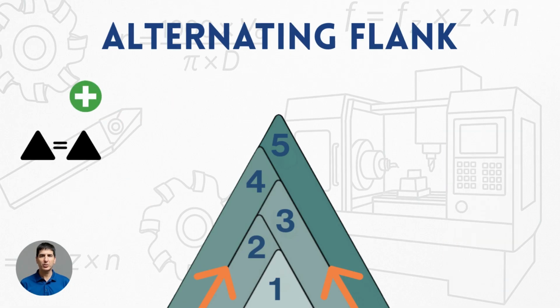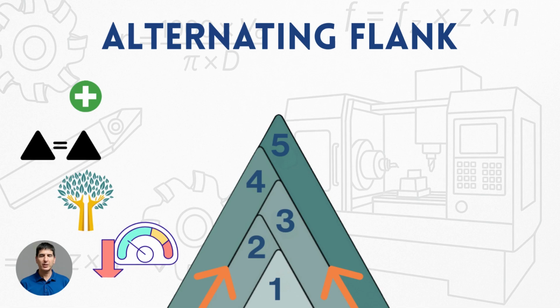The advantages include even wear, longer tool life, and reduced load compared to radial infeed. However, controlling chips becomes difficult since they're flowing in both directions. Now that we have finished covering the feed methods, let's move on to talk about depth per pass strategies.